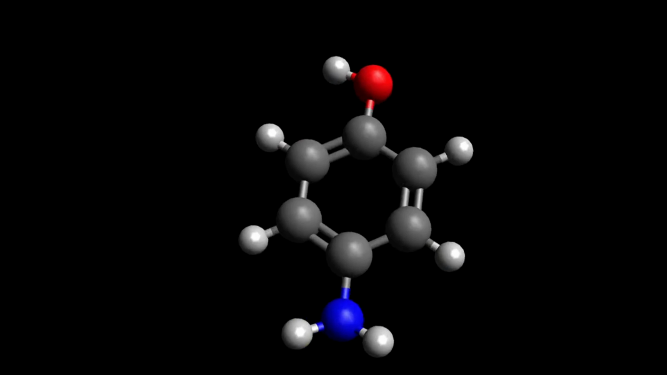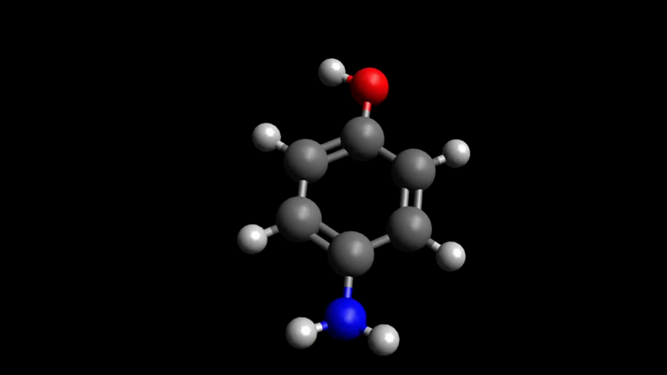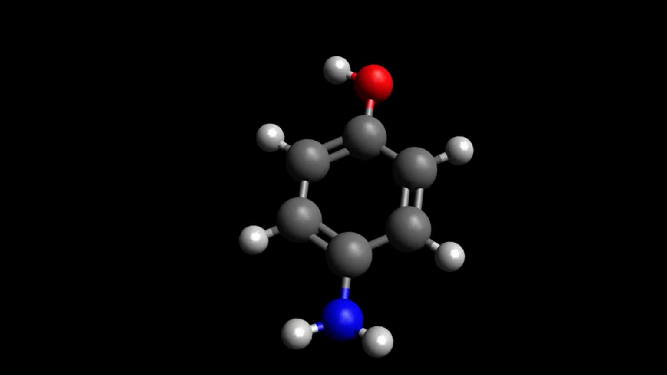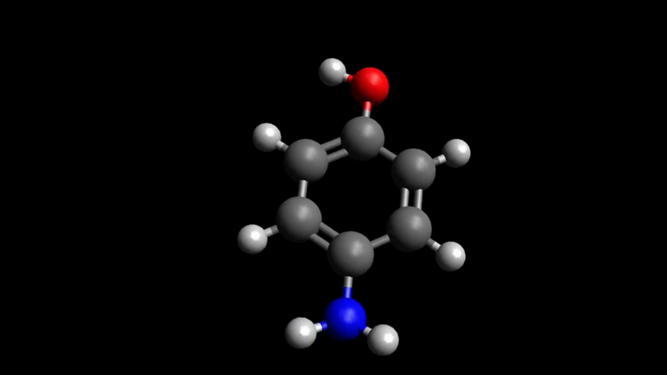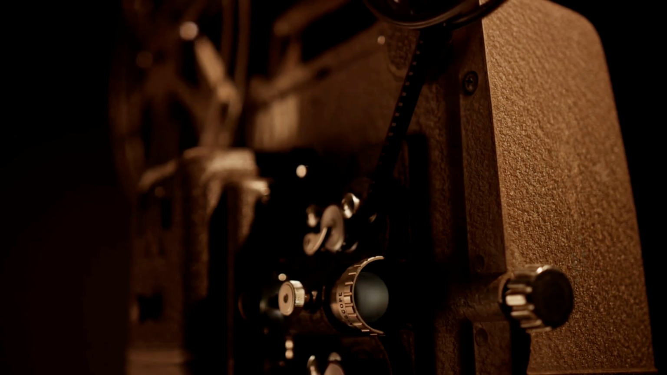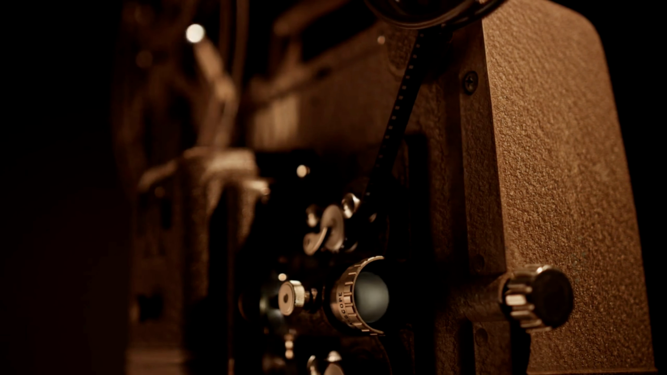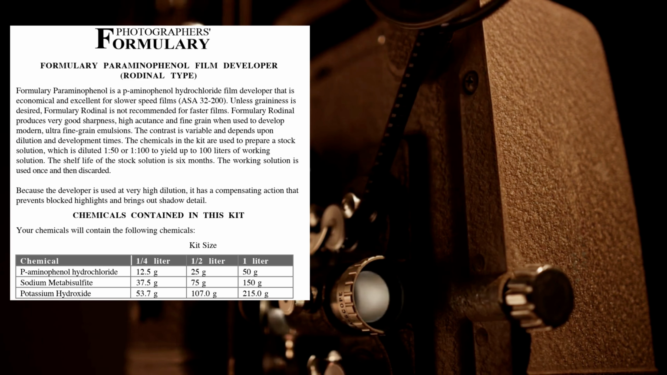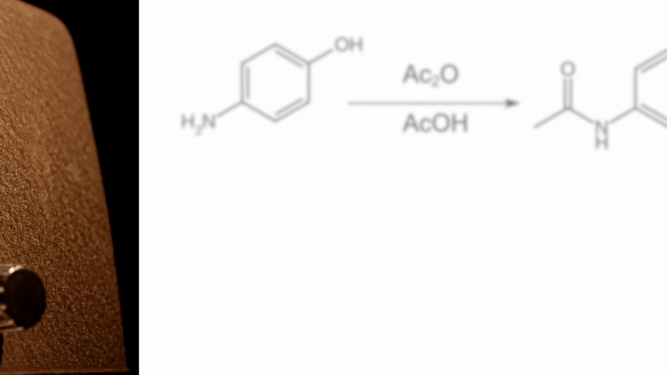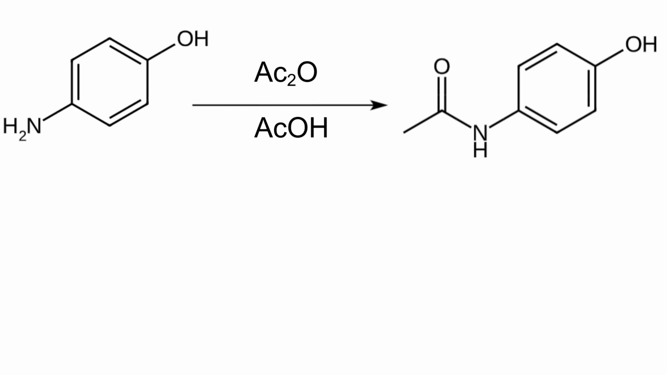Para-aminophenol, or 4-aminophenol, is basically a benzene ring with an OH and NH2 group on opposite sides. The main use of para-aminophenol is as a building block, but it also has some industrial applications, such as a film developer, like this one for example. But as I said, para-aminophenol is more used for chemical synthesis.